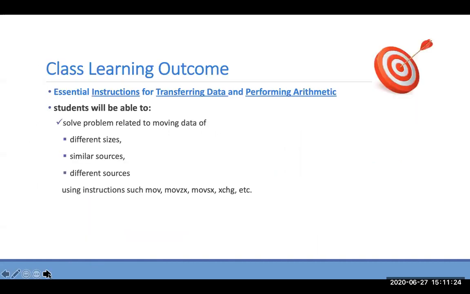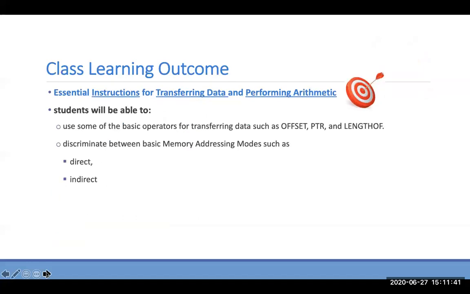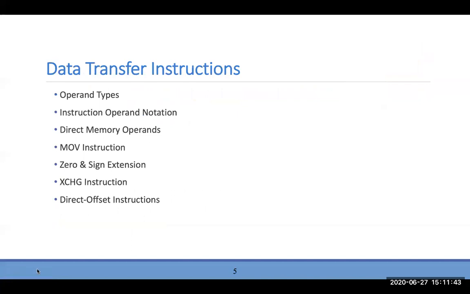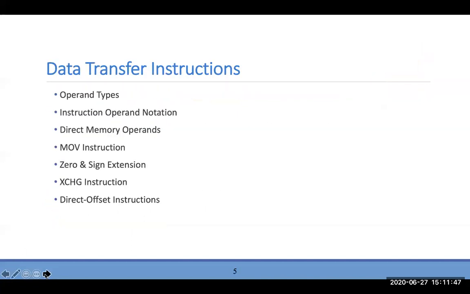So this is what we're going to be covering first. We're going to talk about transferring data, and the instruction that transfers data. We're going to focus on these first, and then we're going to look at the basic arithmetic. Once we do that, then we're going to talk about addressing modes, and then we're going to talk about creating loops, all right?